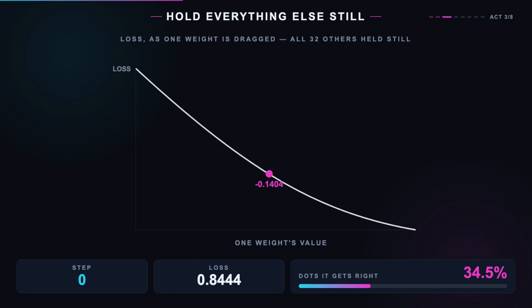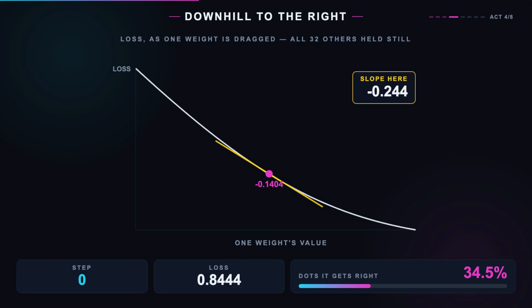Pick any single one of the 33 numbers. Just one. Hold the other 32 perfectly still. Now drag that one number, and watch what the loss does. This curve is real. Every point on it is the network rerun over all 200 dots with that one weight set to that one value. This is not a diagram of an idea. It is a measurement. Right now that weight sits at -0.14 here.